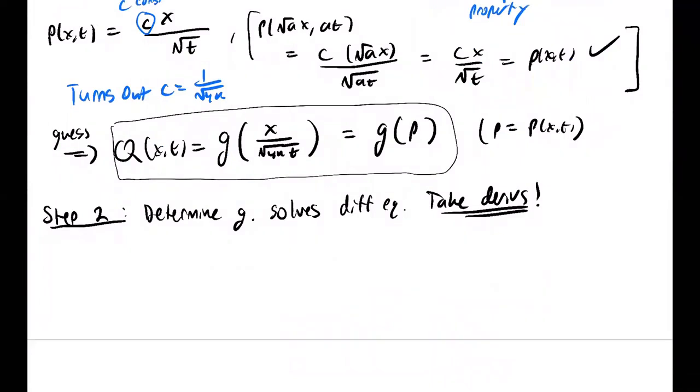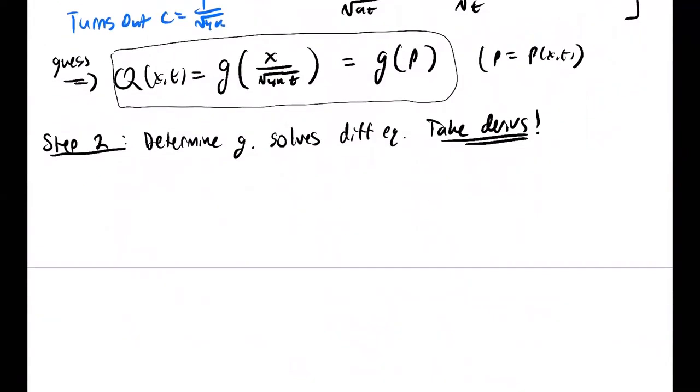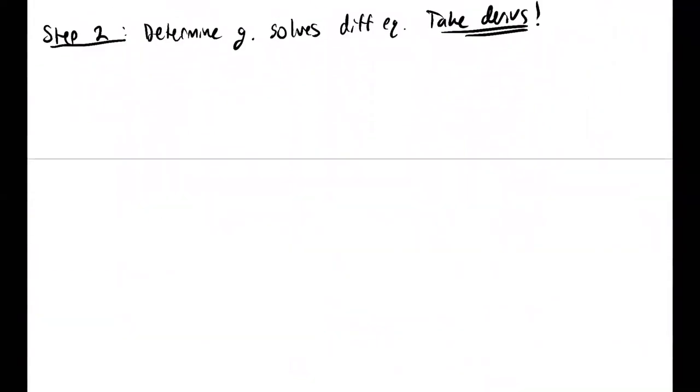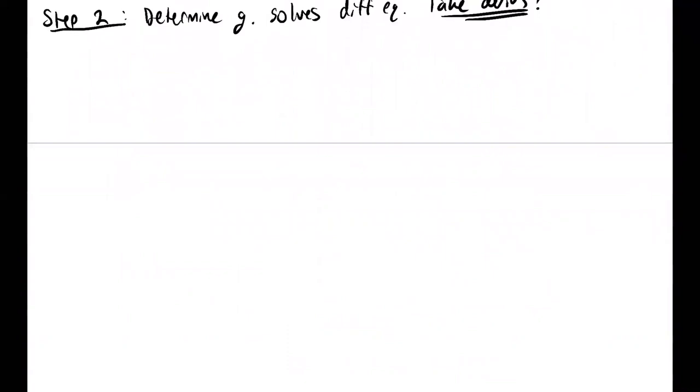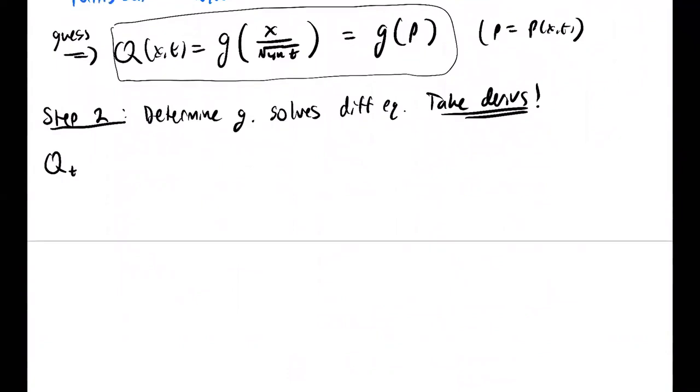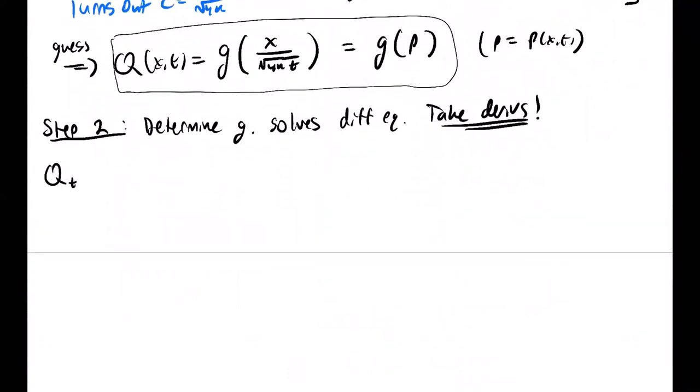Okay, and so let's do that. Let's begin by taking the time derivative. So if q is of this form, what does the derivative with respect to t have to be? Well, this has to be the derivative with respect to t of g composed with this other function, right? And so I need to use the chain rule in order to calculate a derivative like this.